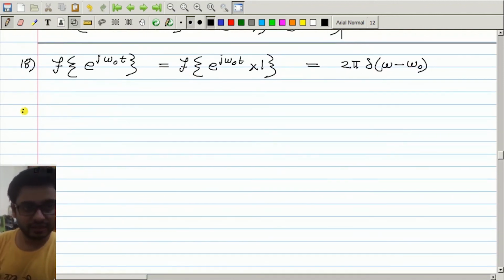Next, suppose we want the Fourier transform of sine omega naught t.